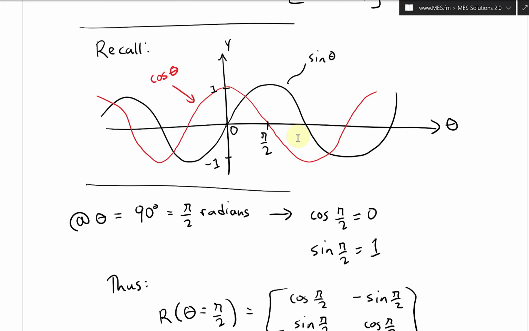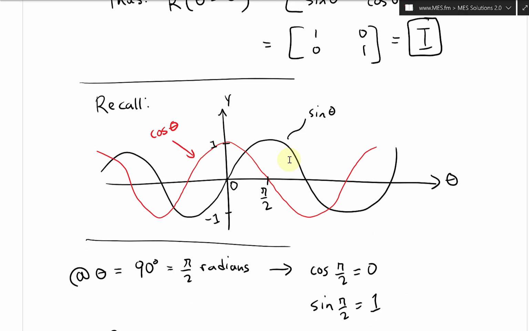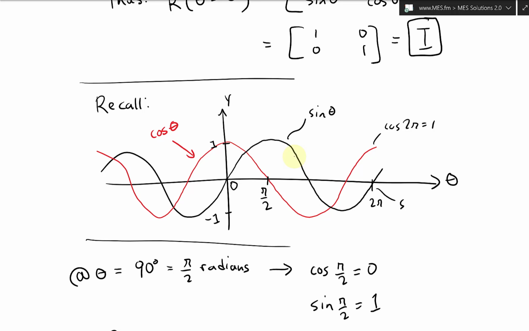Let's go back up to our graph here. At 2 pi, this should be right here. Actually, 2 pi is there. Let me just shift this over and fix this up. This is at 2 pi. So cosine is at 1 there, and sine is 0. So cosine 2 pi equals 1, and sine 2 pi equals 0, like that.